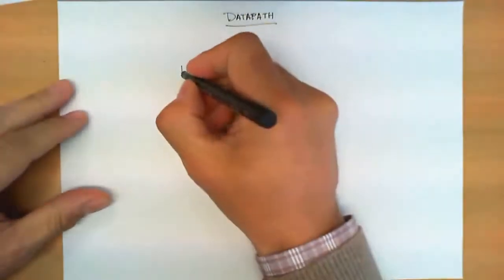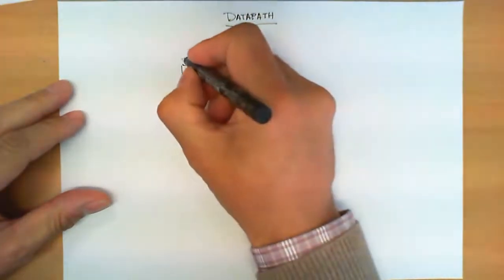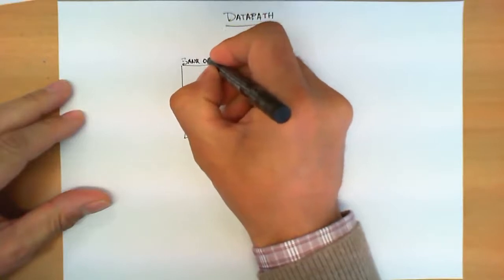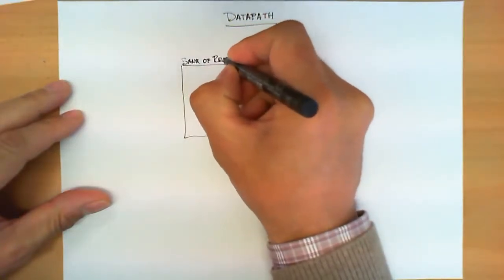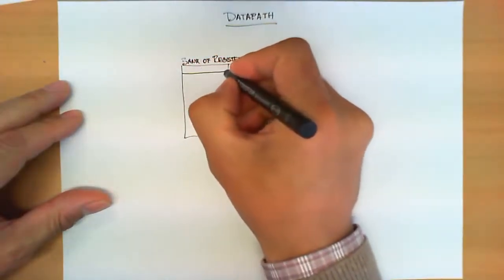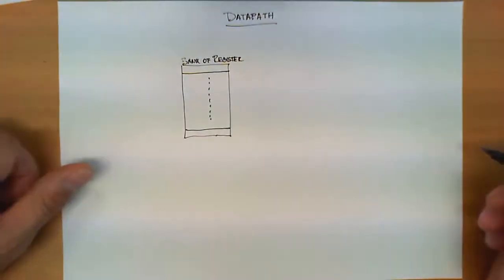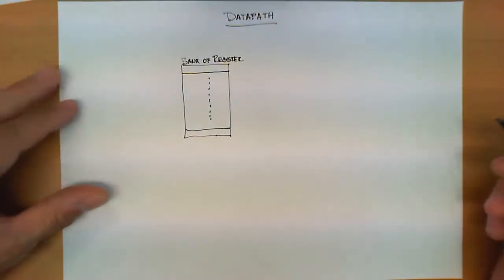One of the most important elements of that data path present in most microprocessors is what we call the bank of registers. This is just a set of registers. The number of them varies, that are all together to hold data being processed by the computer, by the microprocessor.